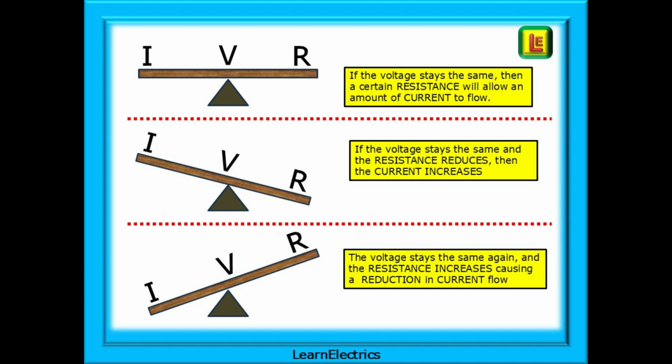Another way to think of it is as a seesaw. If one end goes up, the other end goes down. Here, the voltage is constant, as you would expect in an electrical installation. If the voltage stays the same, then a certain resistance will allow an amount of current to flow. And if the voltage remains the same and the resistance reduces, then the current increases. And what if the voltage remains the same again, but the resistance increases? This will cause a reduction in current flow.